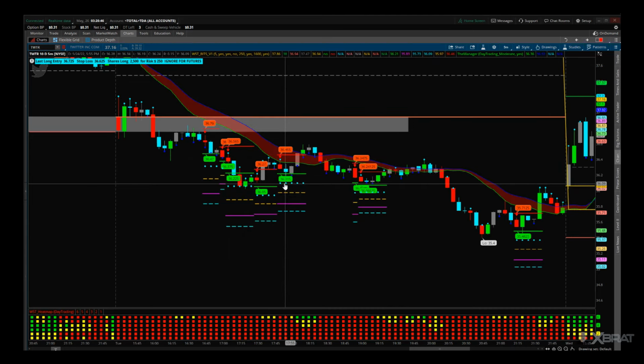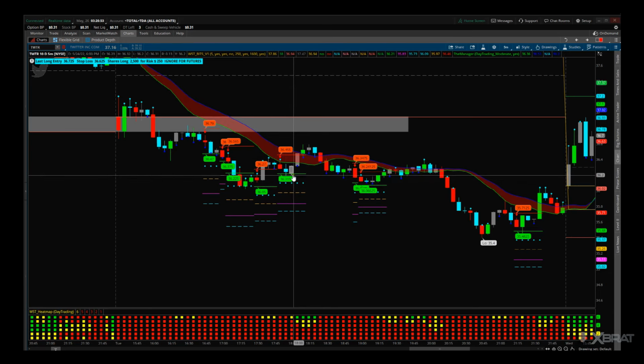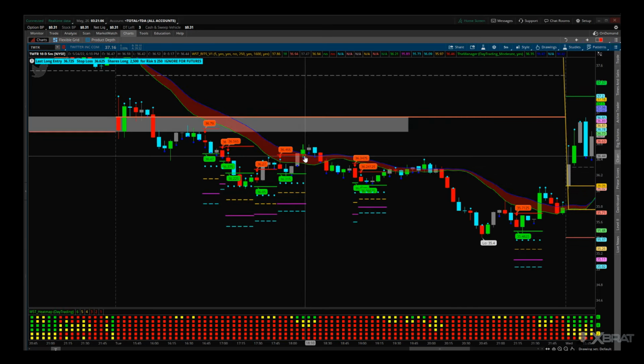So that pullback against that main move of the day is a natural occurrence. It's normal behavior. And then when we have that behavior with lower than average volume, there's not too much to worry about. And the manager's saying, stay in. The ribbon is red. The pullback is on lower than average volume.